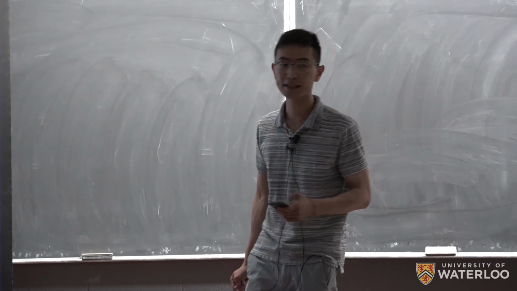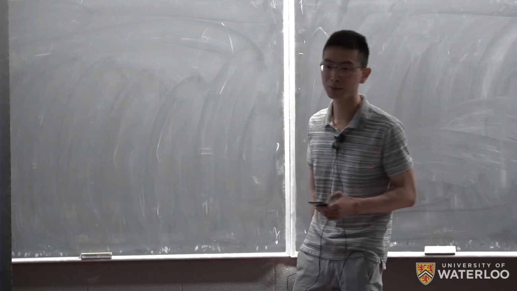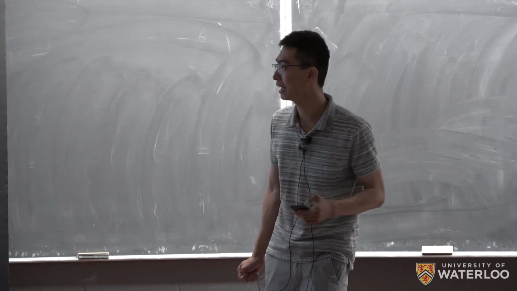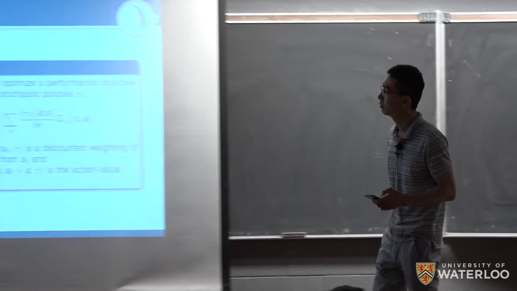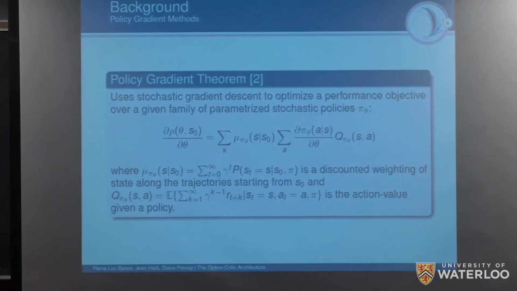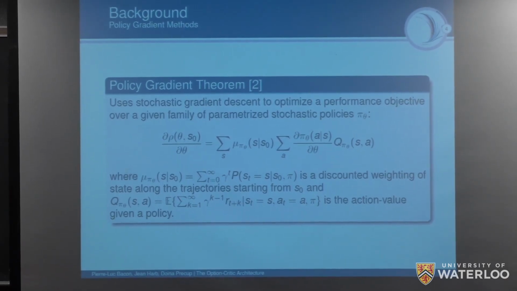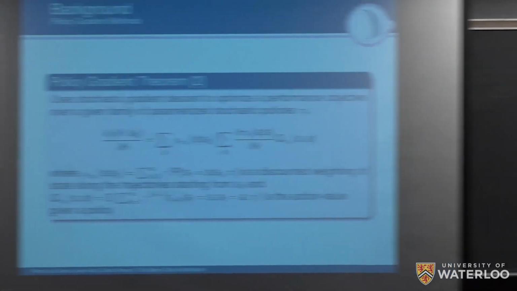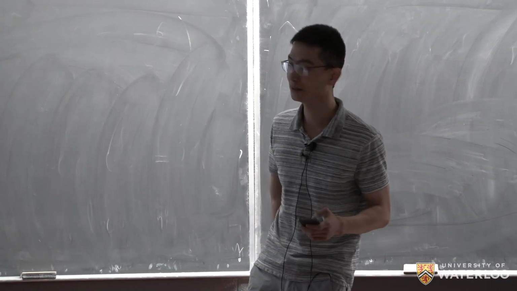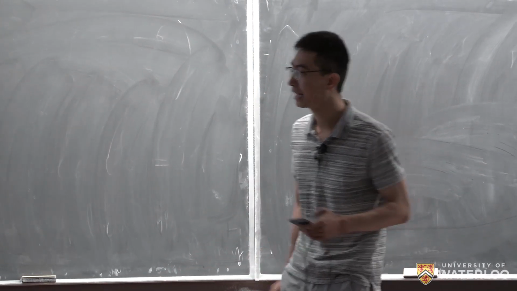So the policy gradient theorem provides us a basic idea of how to find an optimal policy with stochastic gradient descent. So here we have the partial derivative of the discounted return with respect to theta. And here mu is the discounted weighting of the states along the trajectories starting from S0, and Q pi is the action value function for the given policy pi theta.